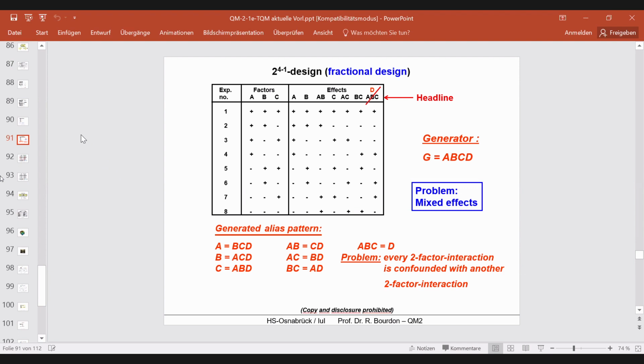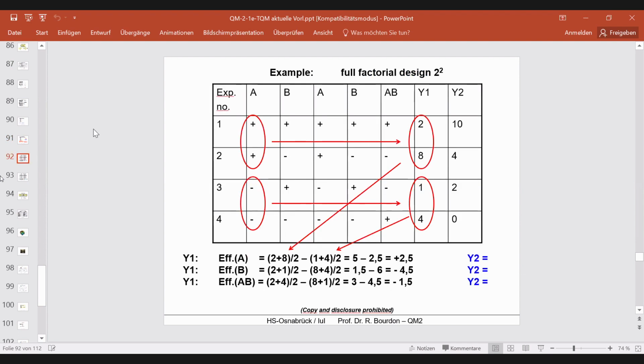So one advice is to take the complete full factorial design. Now, this sheet is about the effect calculation. You can calculate the effect of A if you take the results of the experimental runs where A is on plus, and then you subtract the experimental runs where A is on minus.